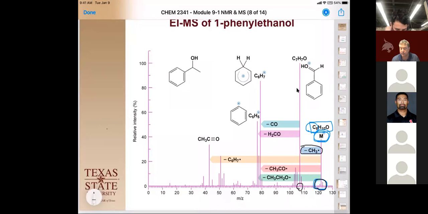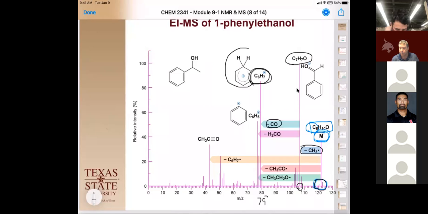Our next fragment turns out to be right here at 79. 79 is this little compound here. Basically, we started to clip benzene off and it has an extra hydrogen on it, and it's got a charge right here. This is really common to happen. We wouldn't see this in the lab, but we definitely see this in the mass spec. That's a loss of just an oxygen and a carbon, so a total loss of 28 right here.